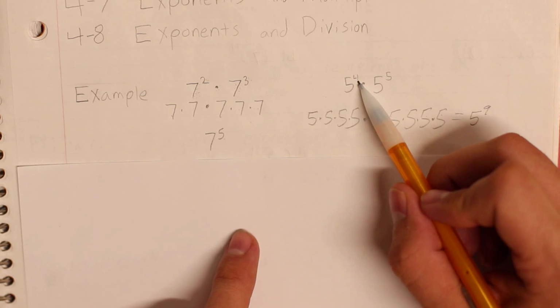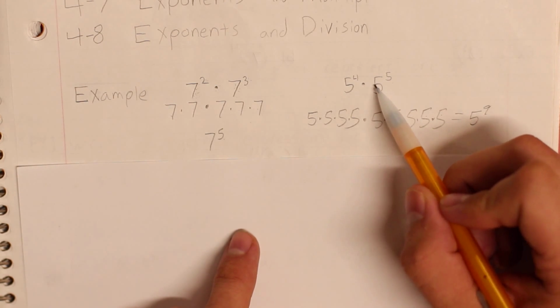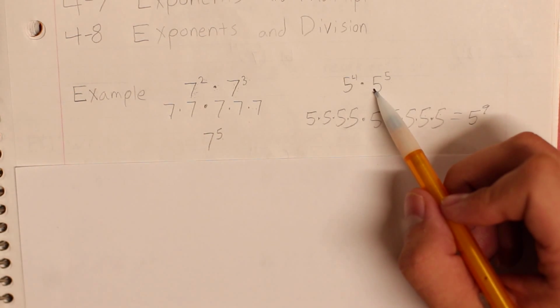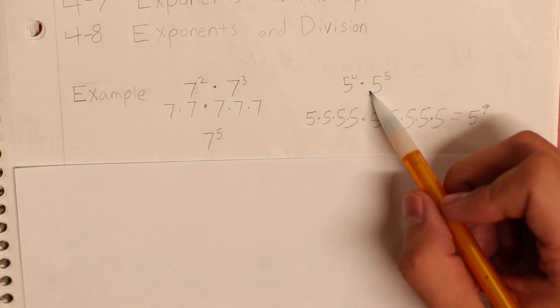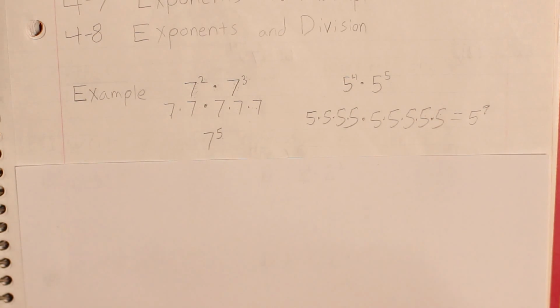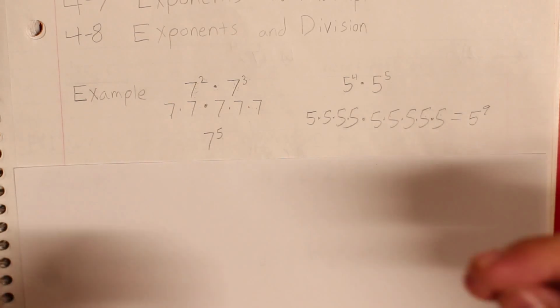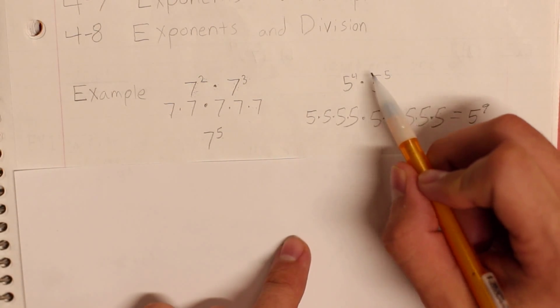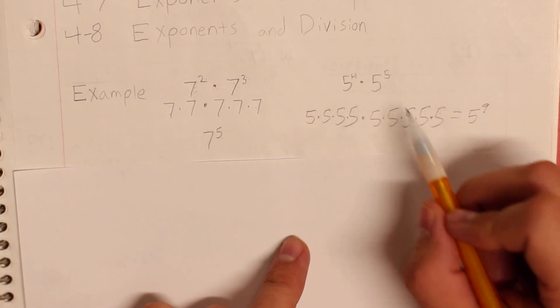Take a look over here. I got a 4 and a 5. You do not change the base. The base must stay the same, okay? Kind of like when you add fractions. Remember, the denominator stays the same? Well, when you are multiplying with exponents, you end up adding the exponents and the base stays the same, okay? So you add the exponents and the base stays the same.